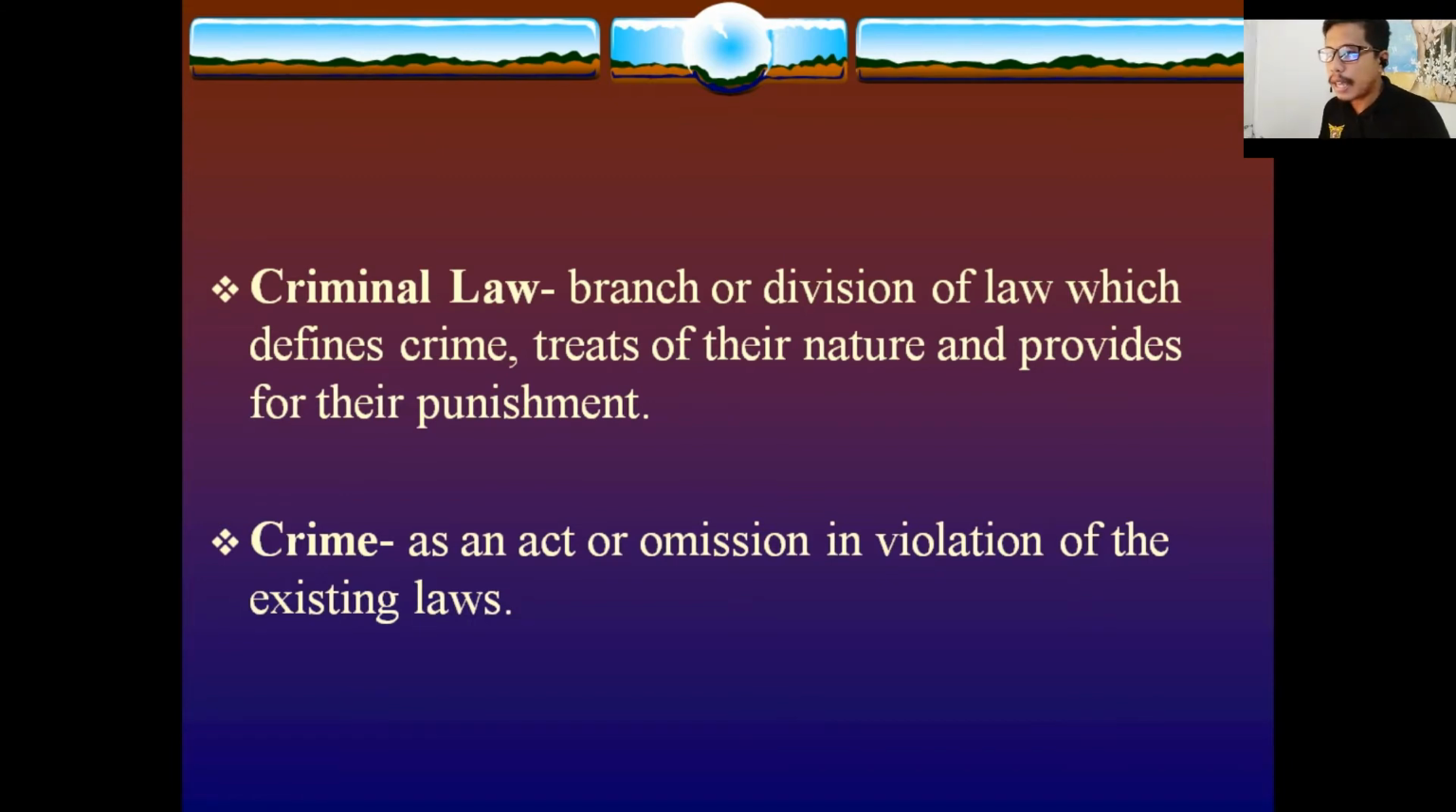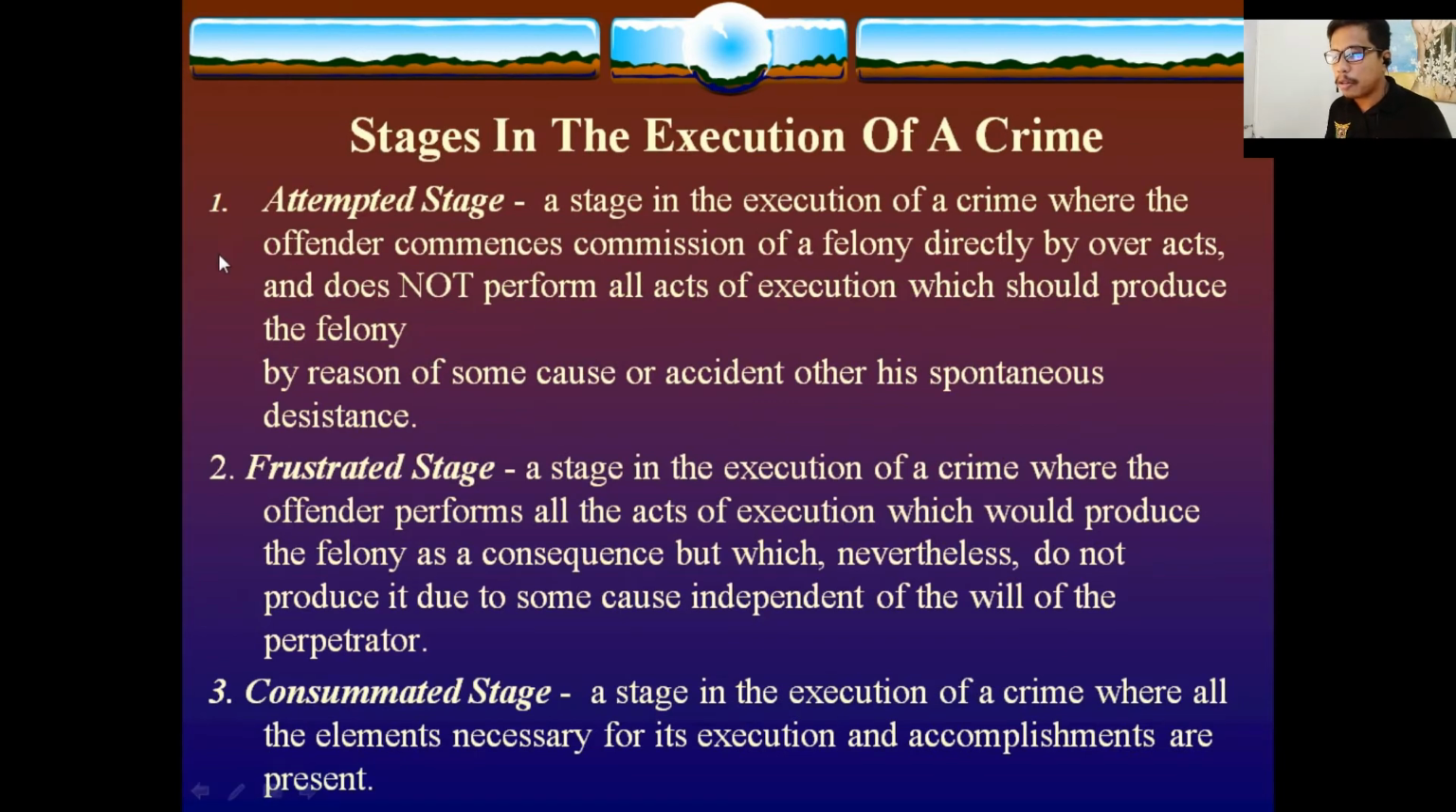So there are three stages in the execution of crime. It could be the attempted stage, frustrated stage, or consummated stage. For the criminology students who are already graduates, or those already in the senior years, I think these stages are already very familiar to you. But for the first year cadets, let us discuss and be acquainted with the three stages.